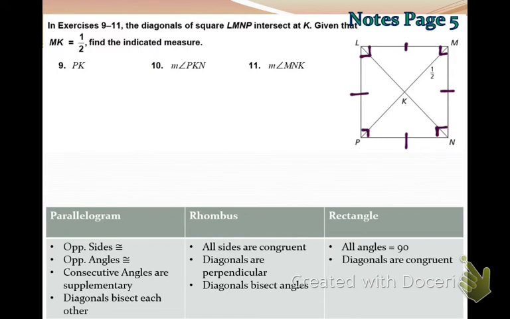We're going to find the length of PK. Is this a side or a diagonal? A diagonal. So we know that in general, diagonals bisect each other. So what's the length of PK going to be? 1/2.